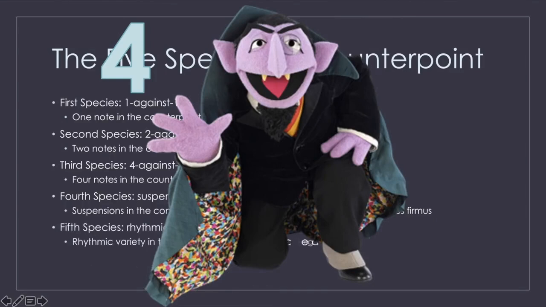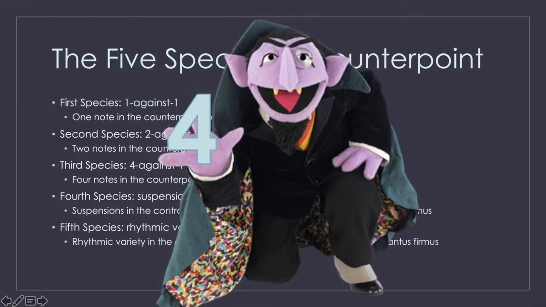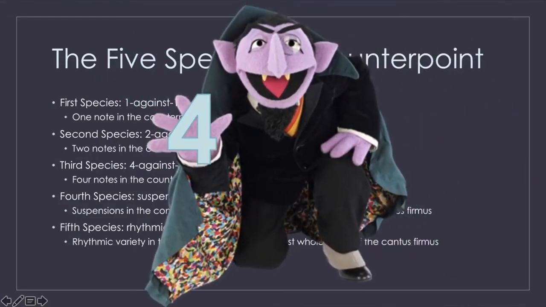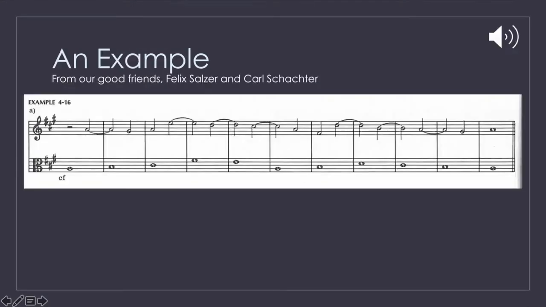So fifth species, we would really like to see that. Fifth species is rhythmic, and it has rhythmic variety. It's hard to see that. Let's see if we can move the Count. Not very helpful. Okay, thank you. Fifth species: rhythmic variety, many to 1 counterpoint. So it basically combines all the other species. It has rhythmic variety in the contrapuntal voice against whole notes in the cantus firmus. That ends up being the closest to what real music is like.